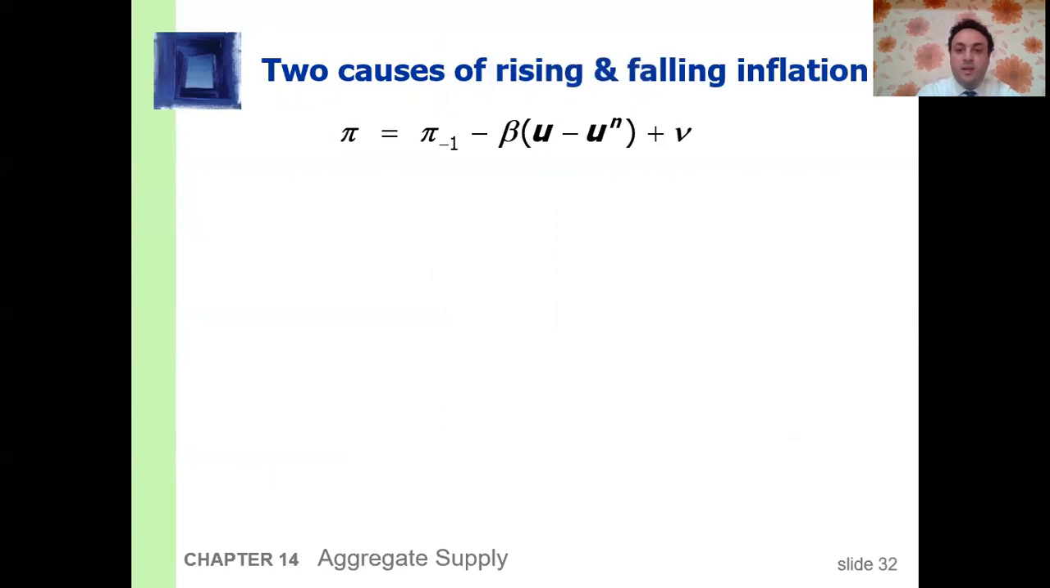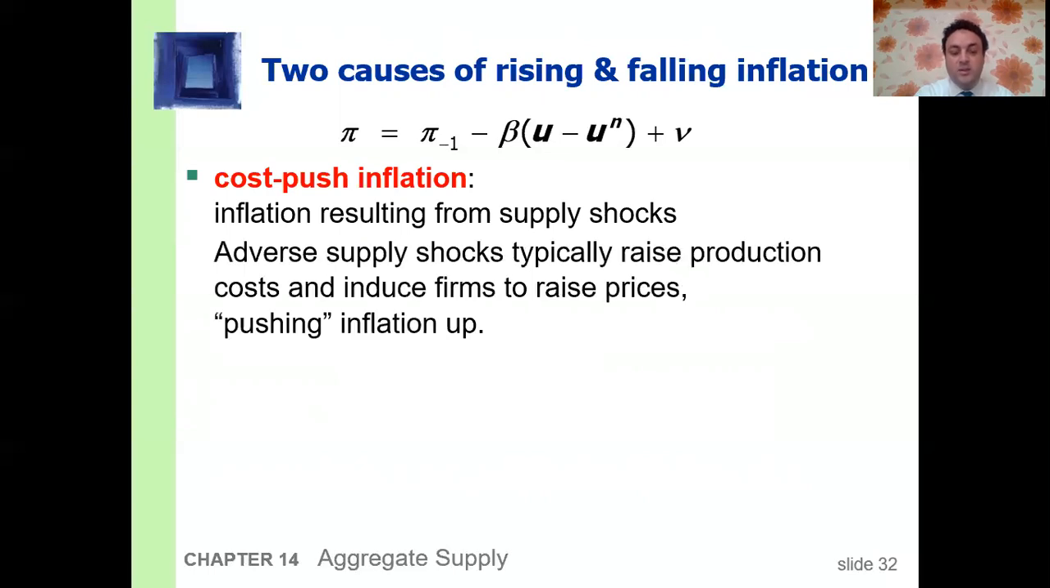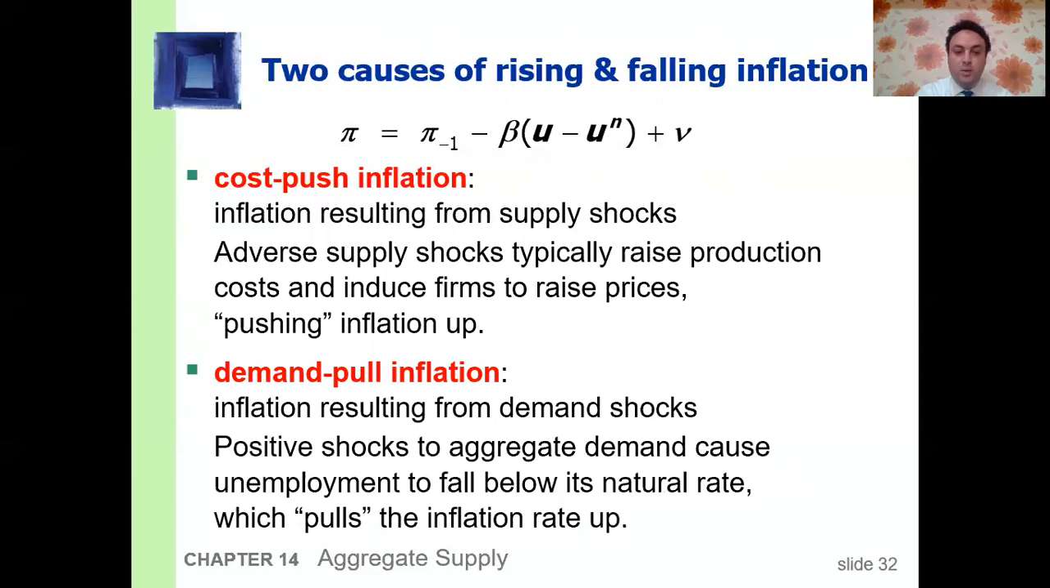We have two causes of rising and falling inflation according to this equation. The cost-push inflation, which means inflation resulting from supply shocks. Adverse supply shocks typically raise production costs and induce firms to raise prices, so this is pushing inflation up. Also, the demand-pull inflation, which is inflation resulting from demand shocks. Positive shocks to aggregate demand cause unemployment to fall below its natural rate, which pulls the inflation rate up.